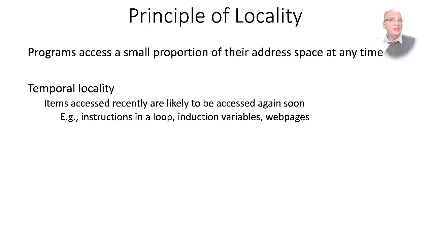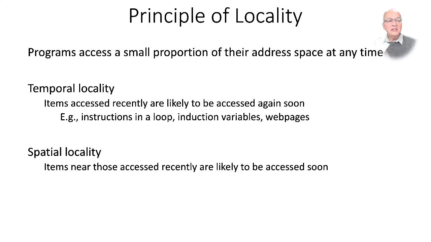When I access web pages, I have a tendency of going back to the same web pages that I have accessed recently. So in all computing, there is this phenomenon that things that I access right now, I am very likely to access again in the near future. We call this temporal locality. There is another type of locality that's called spatial locality. Spatial locality says that items that are near those that I accessed recently are likely to be accessed soon.